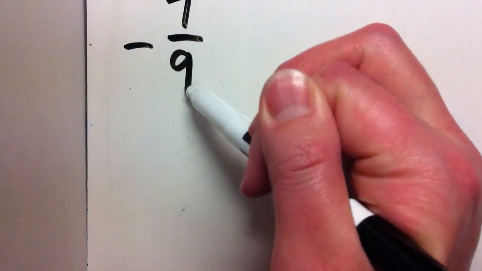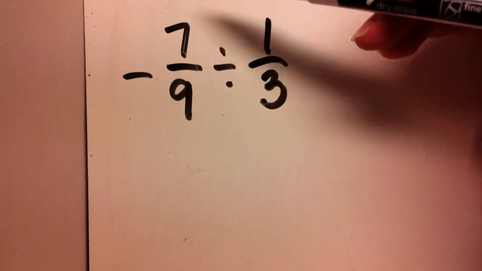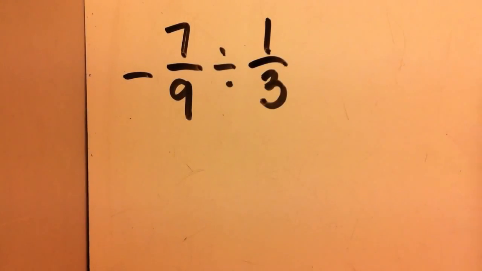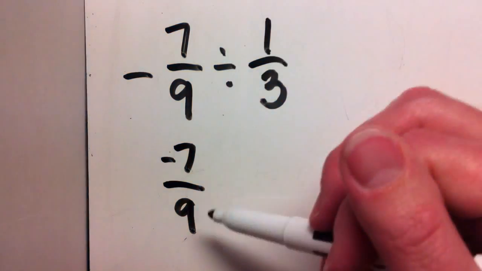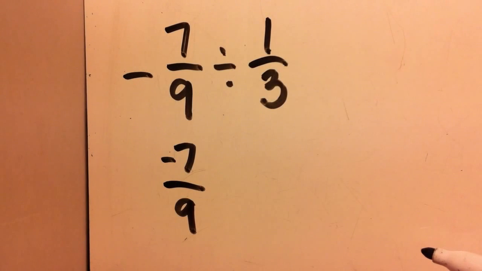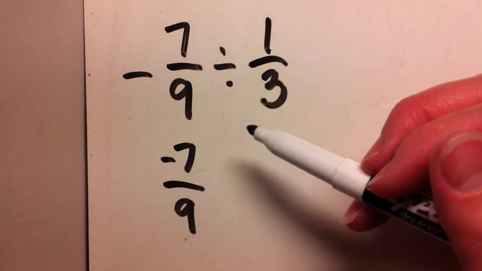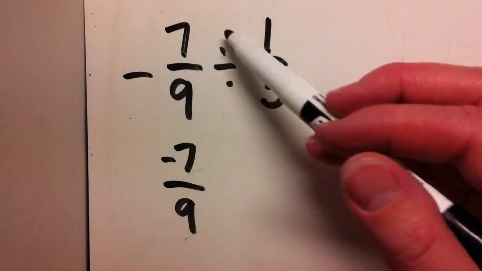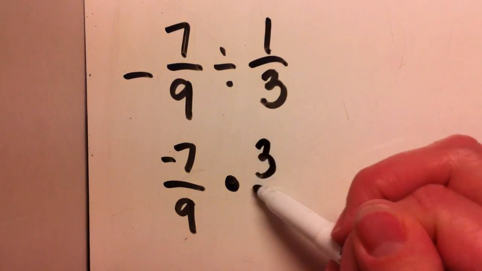Let's do one more. Throw in a negative. So negative 7/9 divided by positive 1/3. Now, I like to put my negative sign with my numerator. So whenever I rewrite this as multiplication, I'm going to write it -7 over 9. It's the same thing. I just like putting my negative sign with my numerator. Okay, now I'm going to change this to multiplication and then change 1 over 3 into 3 over 1.